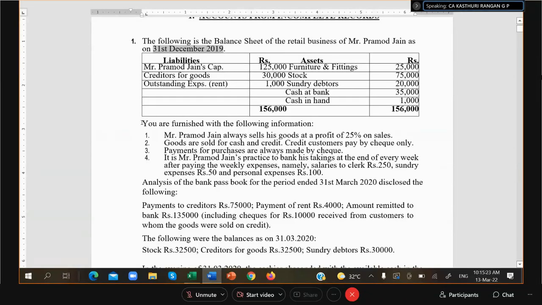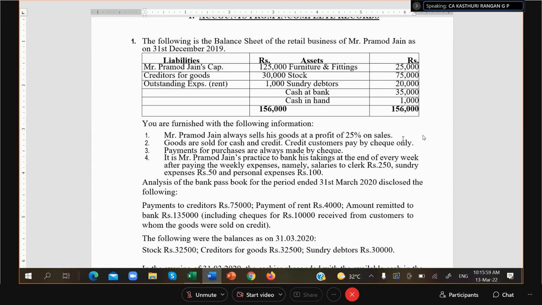Next, what are we supposed to do? You are supposed to take care of this information. You are furnished with the following information. Mr. Pramod Jain, that is the proprietor, always sells goods at a profit of 25% on sales. So maybe you can find either profit or sales using this information. So if sales is 100 rupees, profit is 25. That is the information given in the question. Either you may calculate sales, from that you can find the profit, or if you are able to find the profit first, you can find the sales.